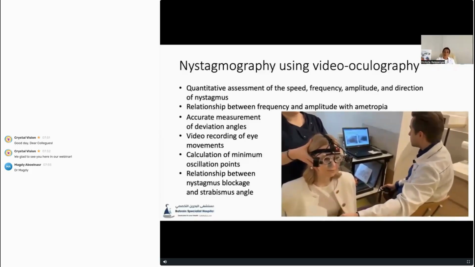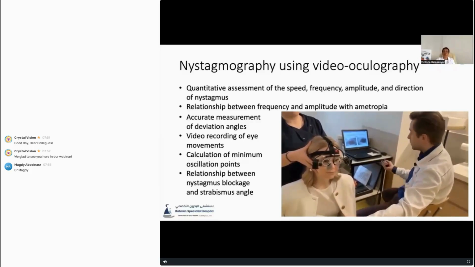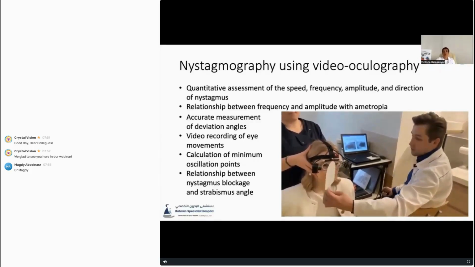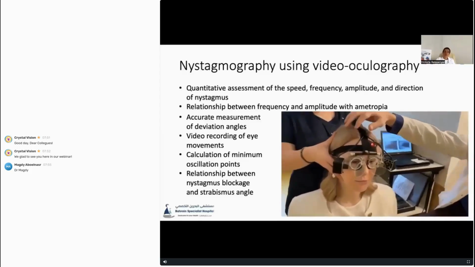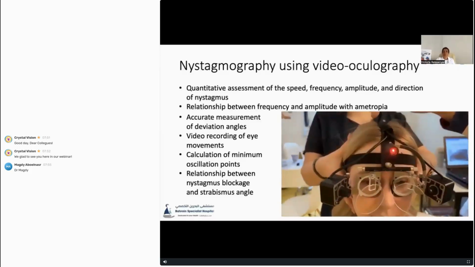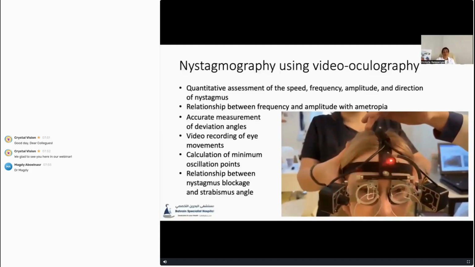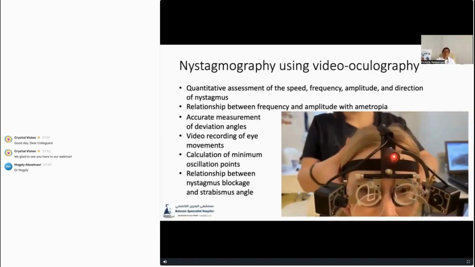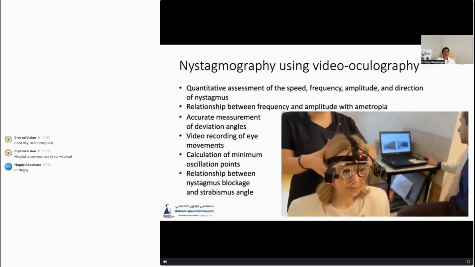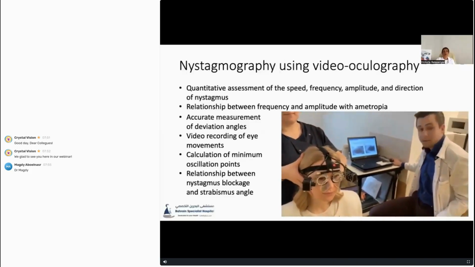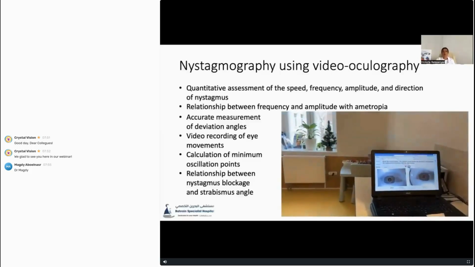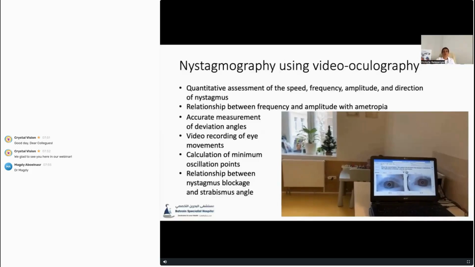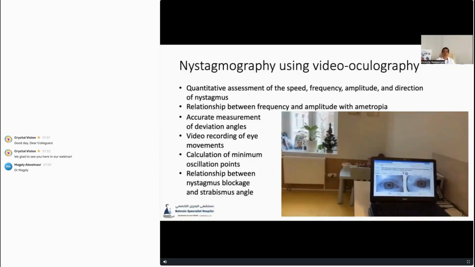Recording of eye movements. Using videooculography to record eye movements allows us to accurately assess the dynamics of the nystagmus over time. Calculation of null points: accurate determination of the nystagmus blockage point is important for subsequent surgery planning. So these measures facilitate a comprehensive understanding of nystagmus and its interaction with other ocular conditions, which improves diagnostic accuracy and allows us to determine a more effective treatment plan.